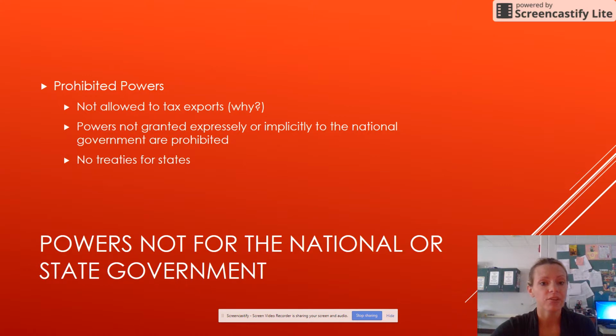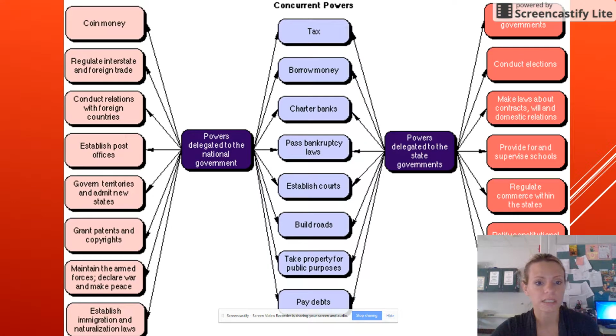Prohibited powers, powers not granted expressly or implicitly to the national government are prohibited and then would be reserved for the states or the people. And then prohibited powers, states are not allowed to make treaties with other nations. They're not independent nations, so they cannot make treaties. Only the national government is allowed to make treaties.